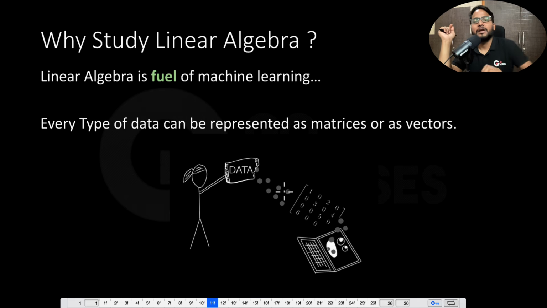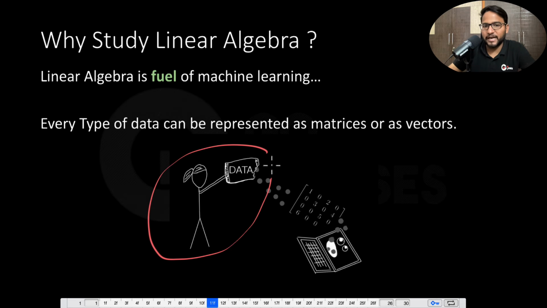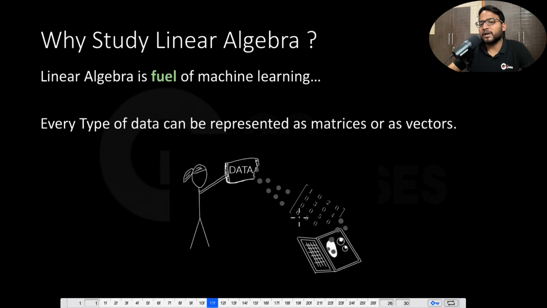Okay. Again, just to reiterate why we study linear algebra: linear algebra is the fuel of machine learning, and every type of data can be represented as matrices or vectors. As a naive user, you have the data, but once you pour that data into the machine, the machine only understands matrices. So this data has to be converted to matrices before you put it into the machine, and that's where linear algebra comes into the picture. Okay, let's see some examples just to motivate you on how you convert data to a vector or to a matrix, right?